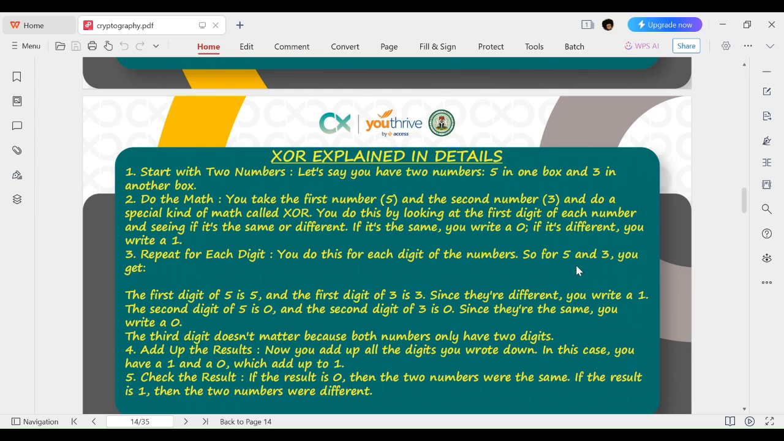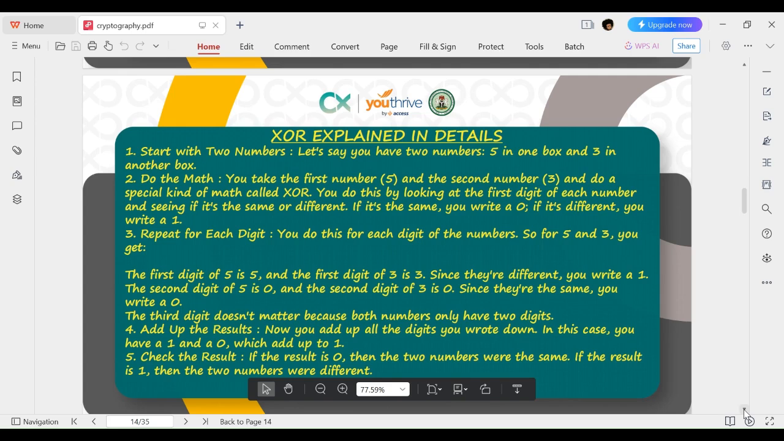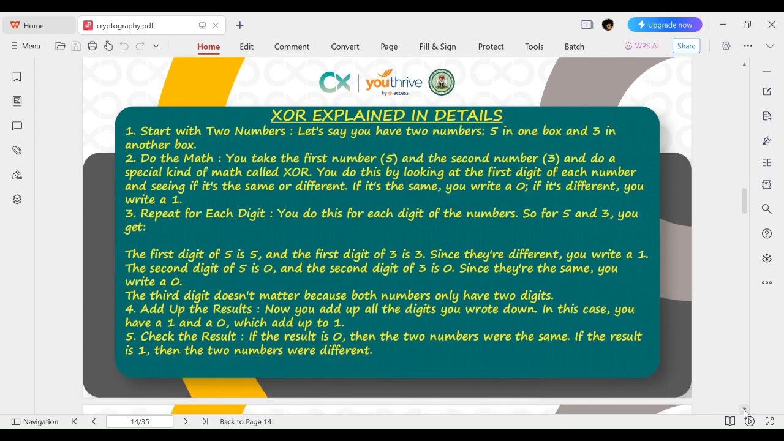Okay, the exclusive XOR is, let's start with two numbers. Let's say you have two numbers, 5 in one box and 3 in another box. Let's do the math. You take the first number 5 and the second number 3 and do a special kind of math called the XOR. You do this by looking at the first digit of each number and seeing if it's the same or different. If it's the same, you write a 0. If it's different, you write a 1.